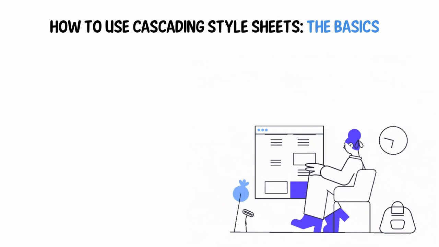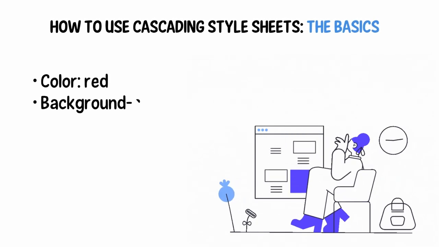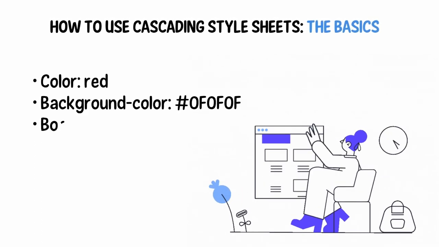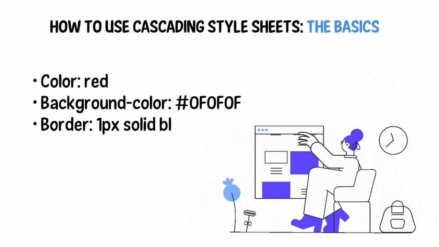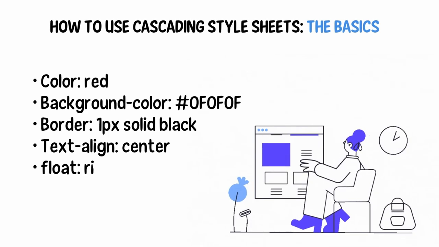There are many styles that you can apply. Some examples: color, red; background color, 0F0F0F; border, 1 pixel solid black; text align, center; float, right.